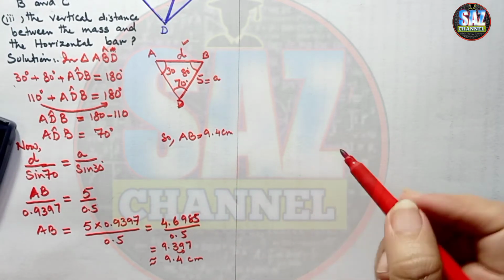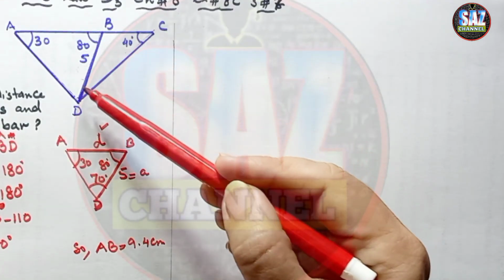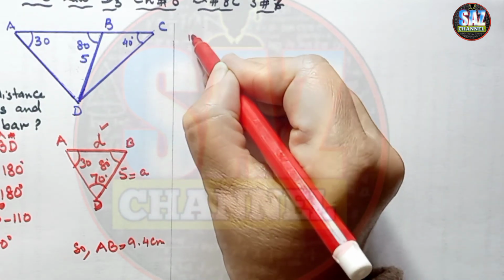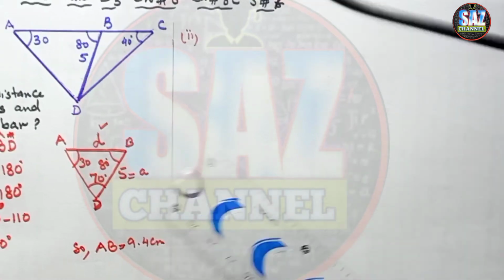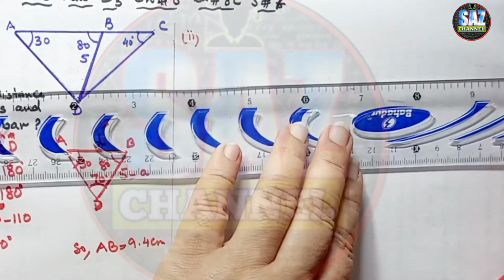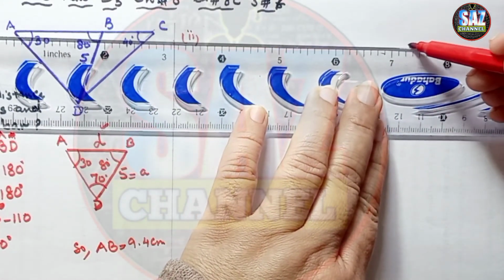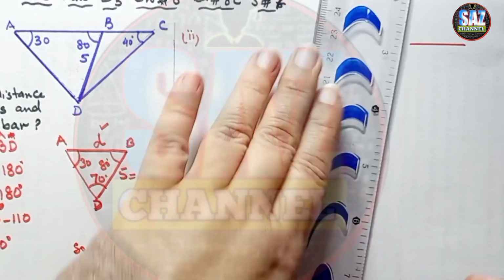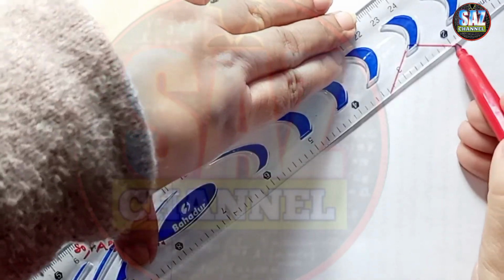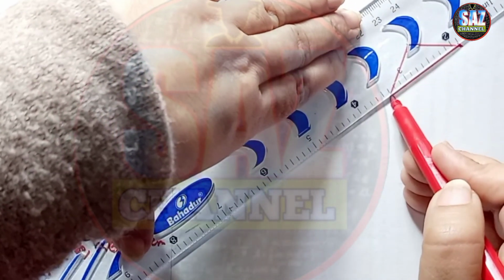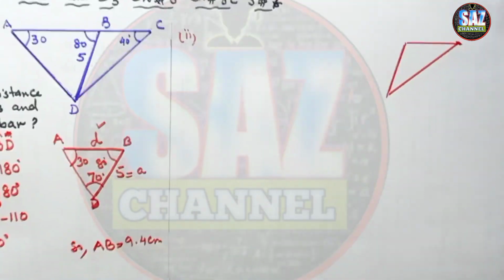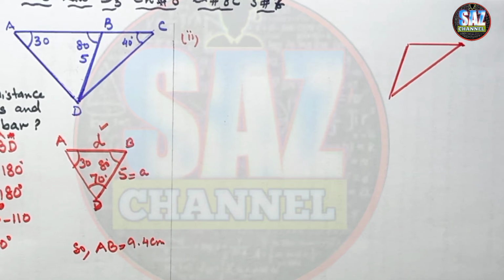Let me move to the second part, the distance between B and C. Now look at the diagram again, BC is in the triangle BCD. So first let me make a small triangle here, BCD. Always give the references in your working, and show the examiner which part of the diagram you are taking, so that he can understand your working easily.